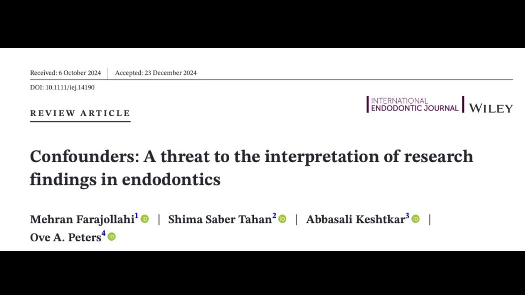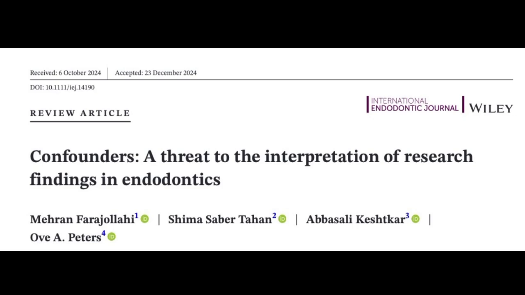When do variables become potential confounders, and how can they be identified? For a variable to be considered a potential confounder, it must meet three criteria. It should be a risk factor or a predictor for the outcome. It must be related to the exposure. It should not be a consequence of the exposure or a part of a causal pathway leading to the outcome.